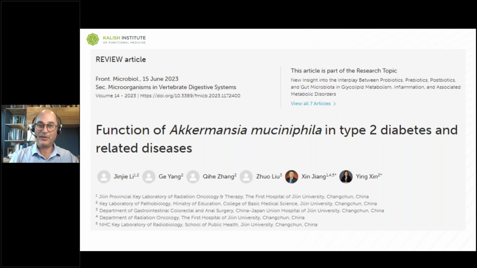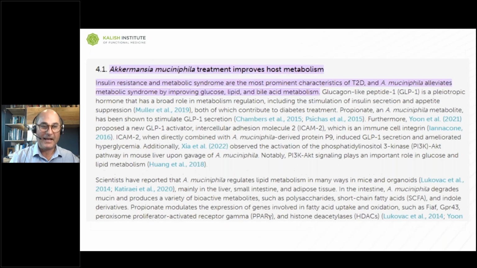Functions of Akkermansia muciniphila in type 2 diabetes and related diseases. This just came out a few months ago. And here, a direct quote from that article. Akkermansia treatment improves host metabolism. Isn't that what we're after? Yes. Insulin resistance and metabolic syndrome are the most prominent characteristics of type 2 diabetes. And Akkermansia muciniphila alleviates metabolic syndrome by improving glucose, lipid, and bile acid metabolism.